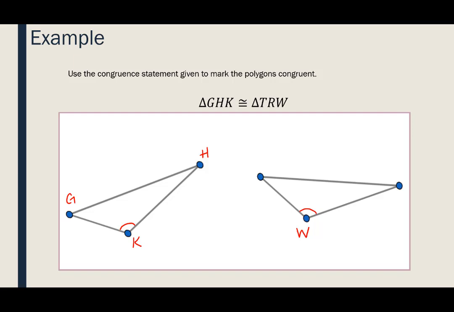Another angle that seems to be pretty simple to pick out is this one, H. It's all the way drawn out on the side. So I'm going to look at my congruent statement. I see that H is the middle letter. On the other side of my congruent statement, I also see R as the middle letter. These angles must be congruent. R is going to be in the one corresponding to it. Remember to mark them congruent. We've already used one arc, so now we need to use two arcs.